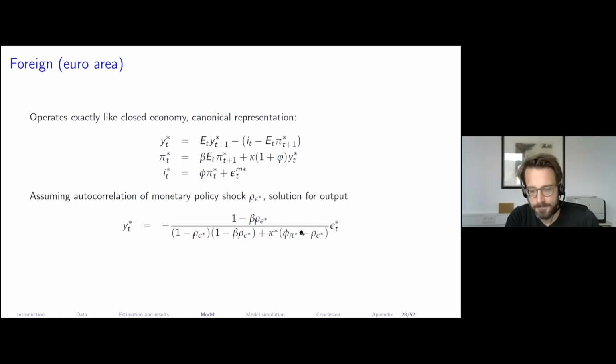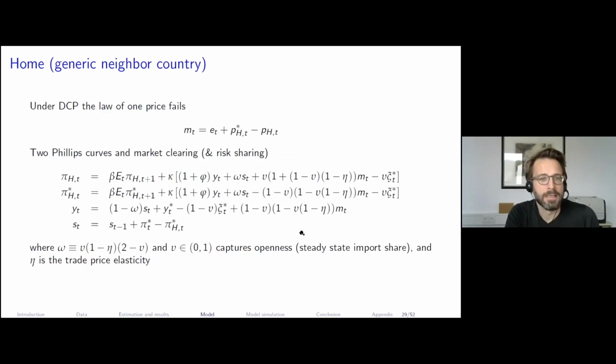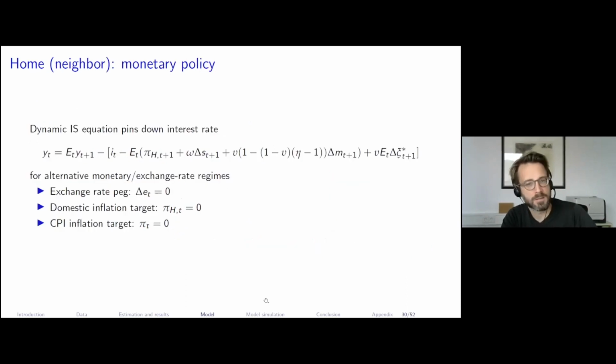Okay, nothing new here. The interesting thing is how does home, the small open economy neighbor country, behave? And here in the baseline, we have the CEPR, as a result of which there is a law of one price gap here, M. We have two Phillips curves, but it's all standard stuff. And what we then contrast is the behavior under the exchange rate peg, domestic inflation target, and a CPI target.